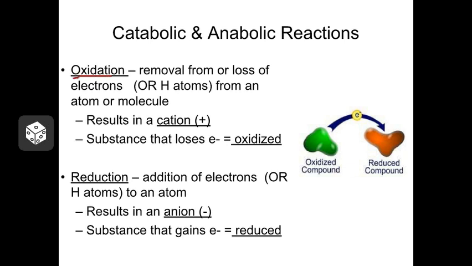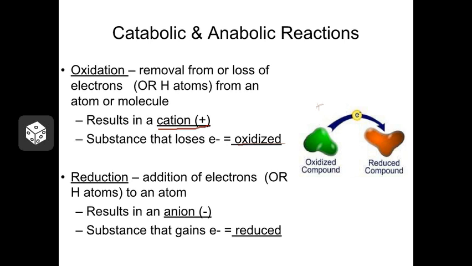In an oxidation reaction, a molecule is going to lose an electron. So this little green compound, whatever it is, has lost an electron and it's gained a positive charge because of that. So we say it has become oxidized. Now, once it loses one or more electrons, it's going to have that positive charge, so we would call it a cation.